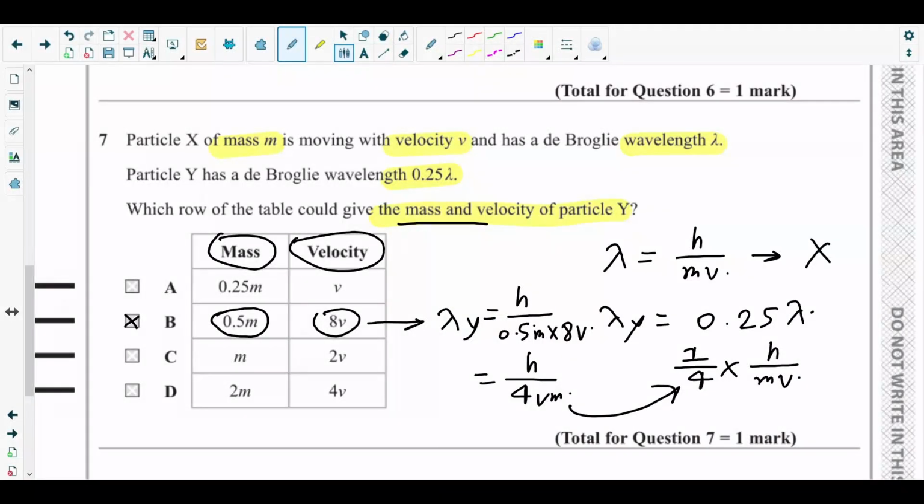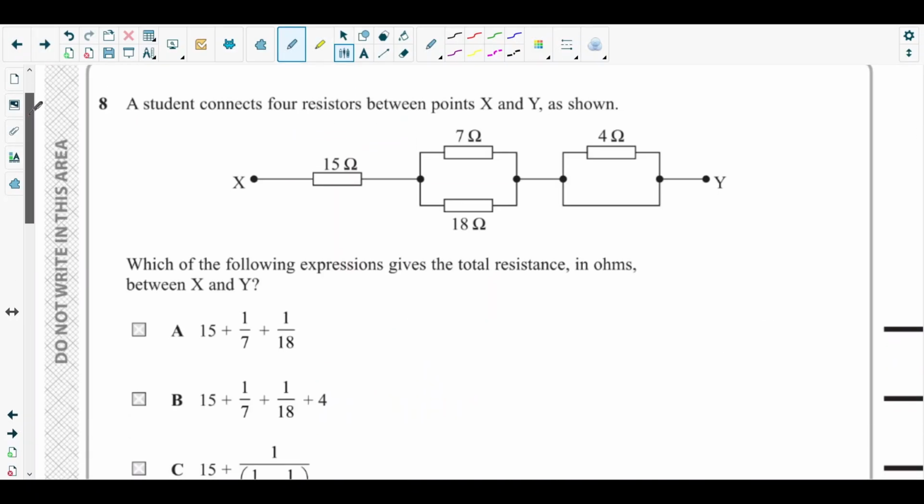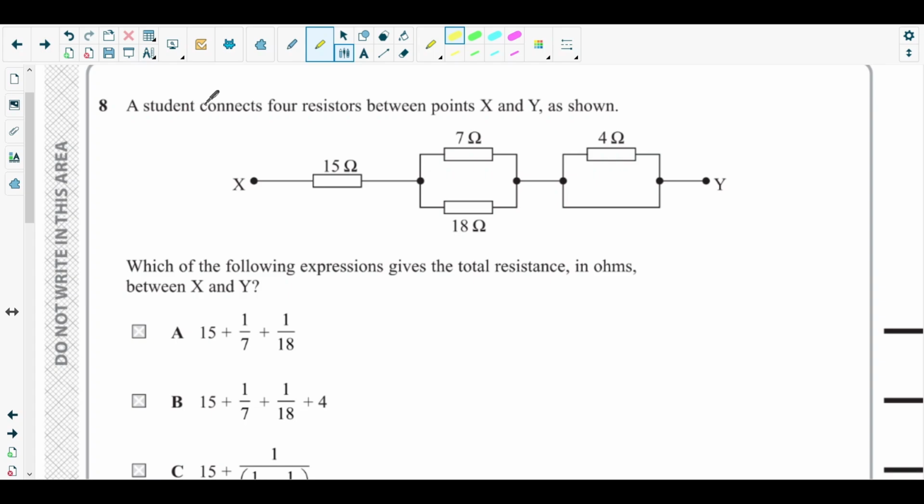Fine. Okay, next is multiple choice question number 8. In multiple choice question number 8, the question says a student connects 4 resistors between point X and Y as shown. So there are 4 resistors between X and Y. Which of the following expressions gives the total resistance in ohms between X and Y? Okay, before watching the options, see the circuit.